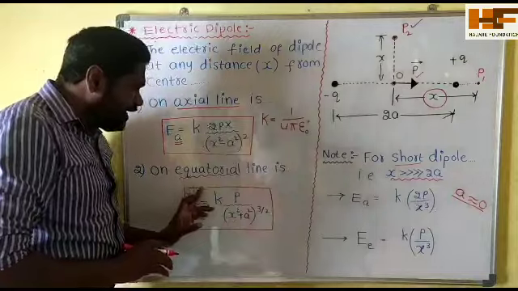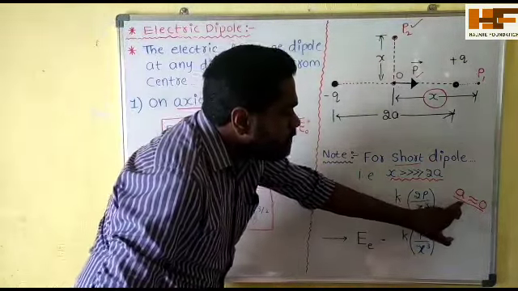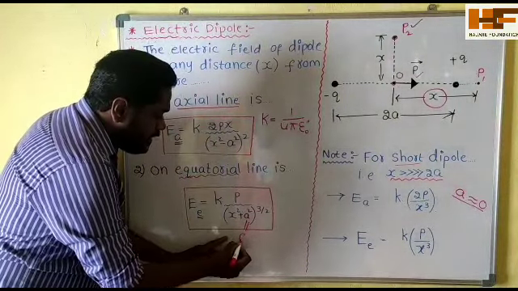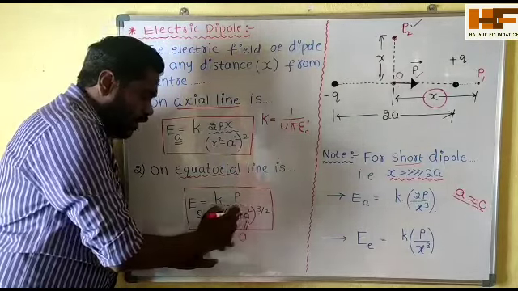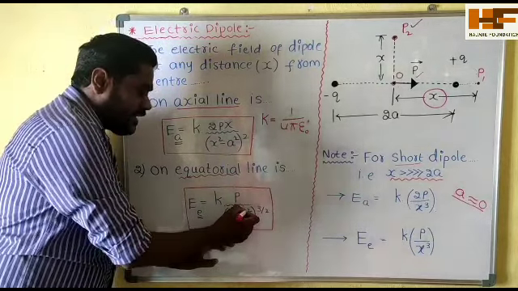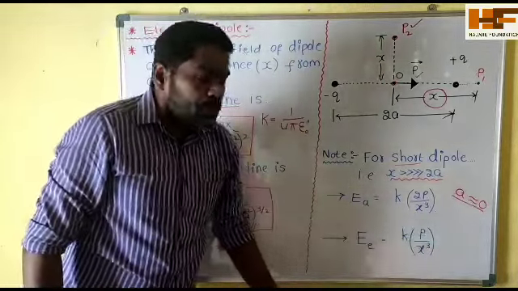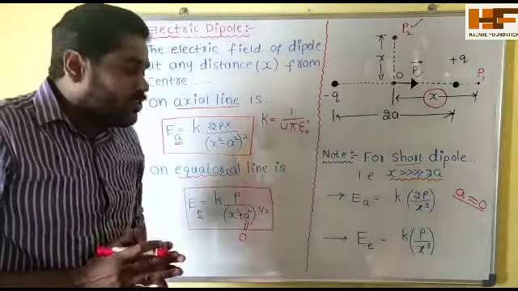Now for the equatorial line, very similarly, in the denominator you substitute a equal to 0. When you substitute a equal to 0 in this term, it becomes x square whole power 3 by 2. Now the 2 and the 1 by 2 cancel, remaining only x cube. So it is K into p by x cube. Now what difference do you observe here?